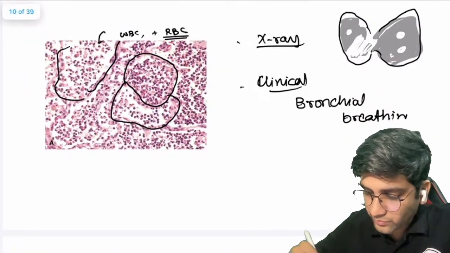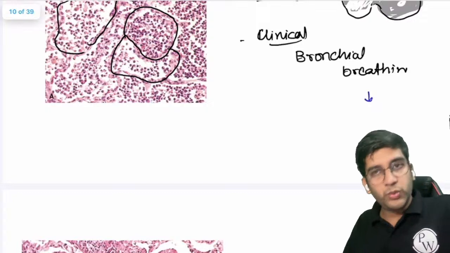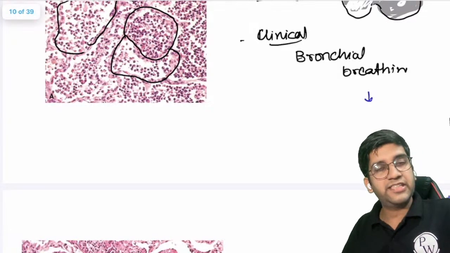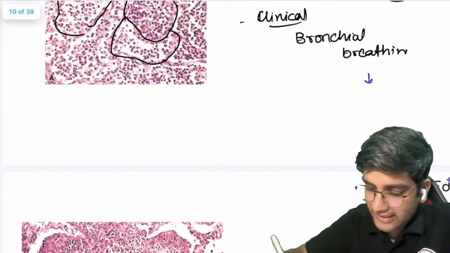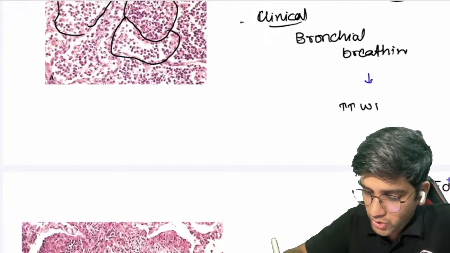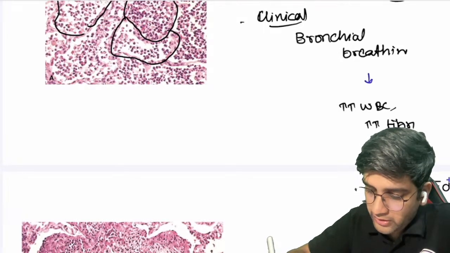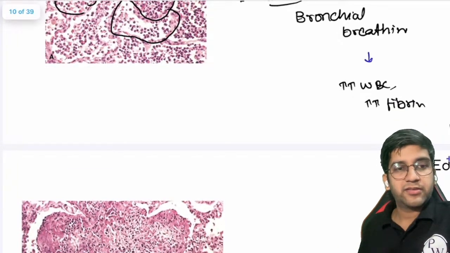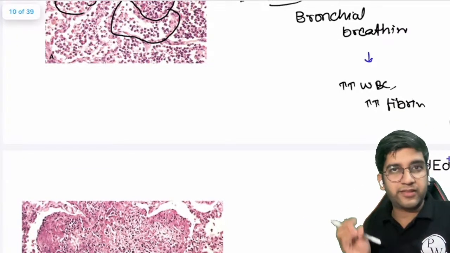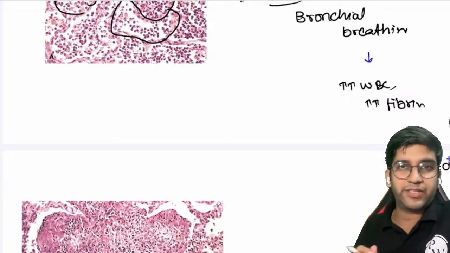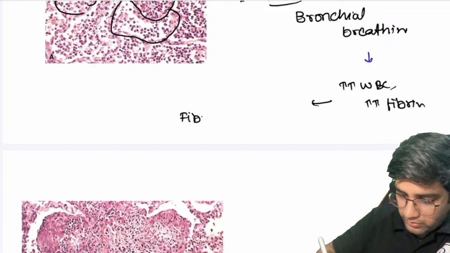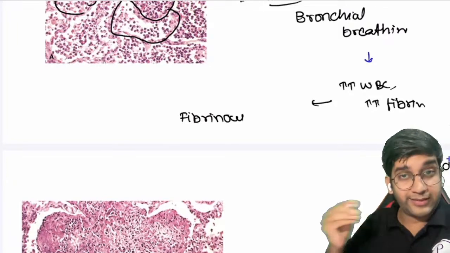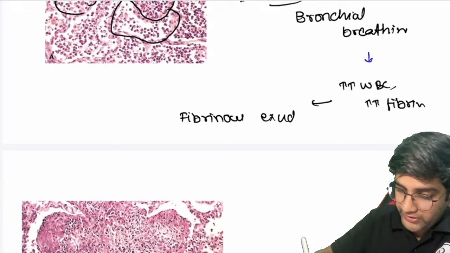After this stage, consolidation will persist. RBCs will slowly move away. Second, I'll have an increase in WBCs. I'll have a little bit of increase in fibrin also. The reason for fibrin coming here is that the vessels are being expanded and capillaries might have some damage. So this is called a fibrinous exudate. It's not fibrosis, it's a fibrinous exudate.